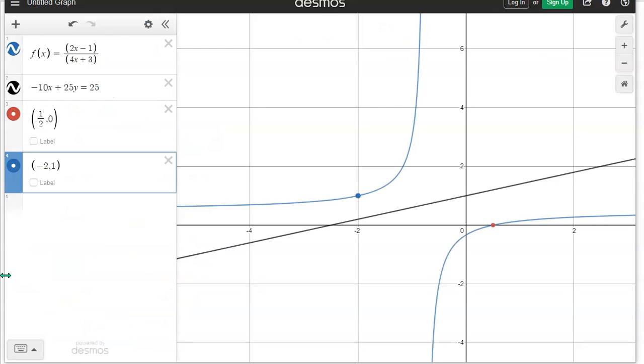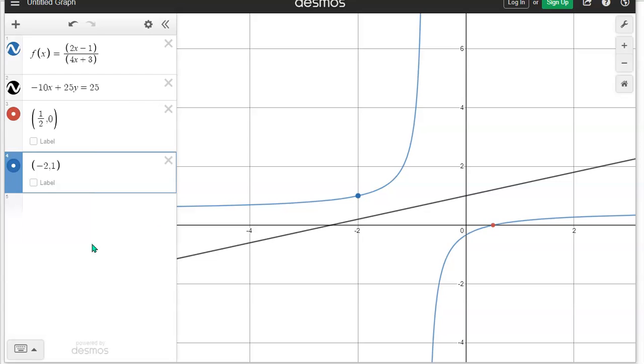So in Desmos here, I graph the original function, 2x minus 1 divided by 4x plus 3. That's the blue function we see there. That is a rational function with an asymptote. And then I graph the black line, which is the line that I want to be parallel to, but I also want to be tangent to the given function. And then I graph the 2 points that I found with a little bit of good old algebra work. Those points were 1/2 comma 0, that's the red point, and -2 comma 1, that's the blue point.